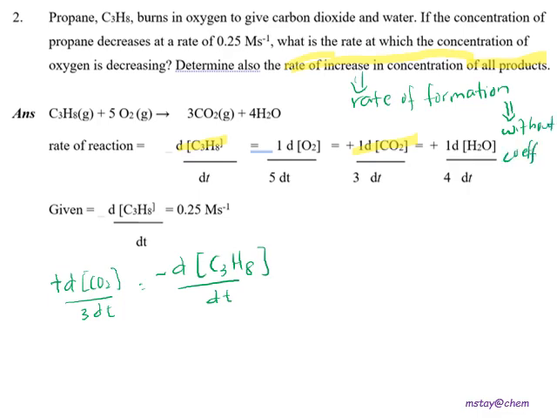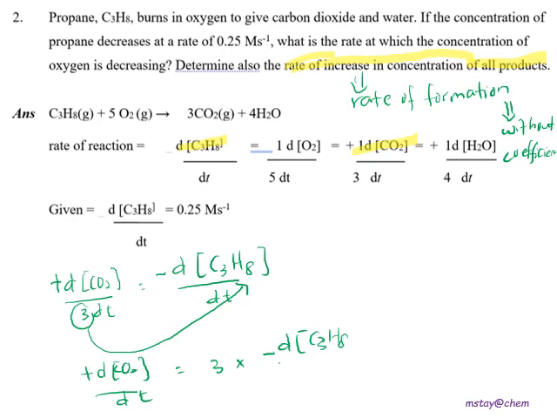When without the coefficient, it means that we're going to move this coefficient to the other side, which is multiply. Then positive dCO2 over dt will equal 3 multiplied with negative dC3H8 over dt. So in this case it is 3 times 0.25, which is equal to 0.75 molar per second.